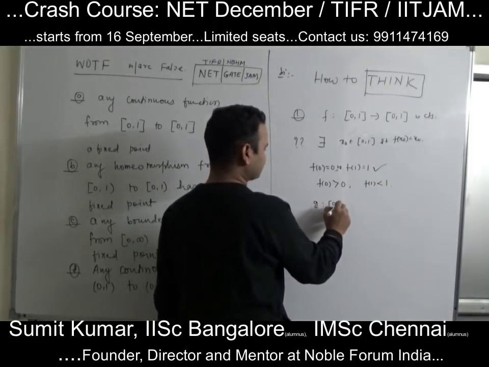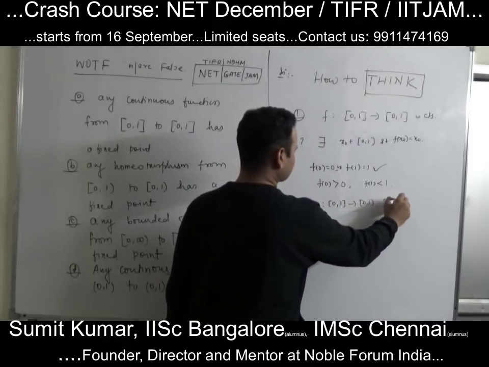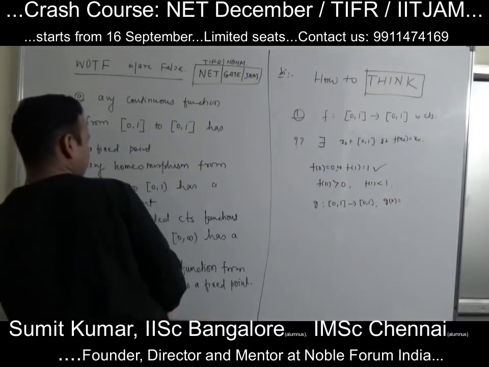Now define this function g from [0,1] to [0,1] with the property g(x) = f(x) − x. Let's define it.